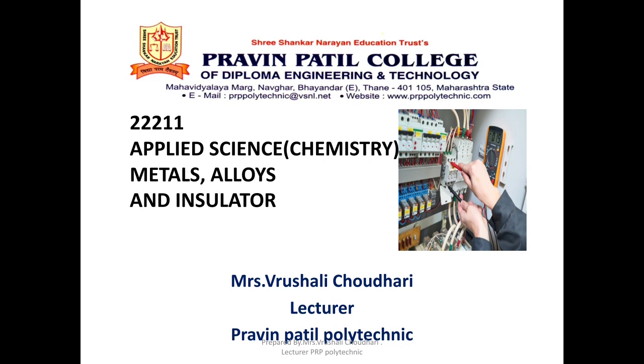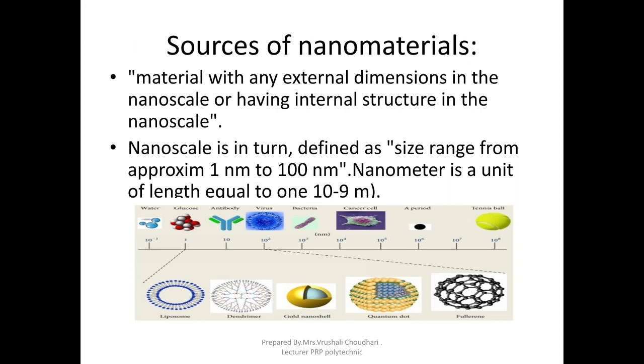We already learned the different uses of nanotechnology in day-to-day life, as engineering has become more advanced. Now we are going to learn what nanomaterials we are going to use, how they are manufactured, their applications and properties. What is a nanomaterial? A material which has external dimensions of 1 nanometer to 100 nanometer is called a nanomaterial. 1 nanometer is 10 raised to minus 9 meter.